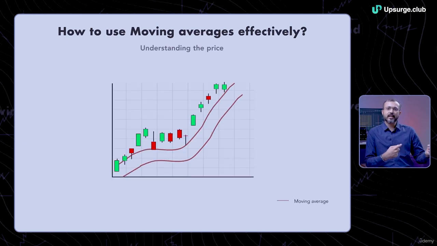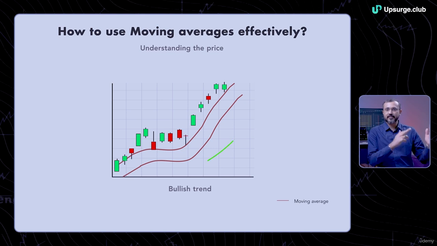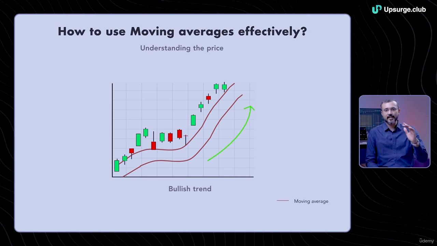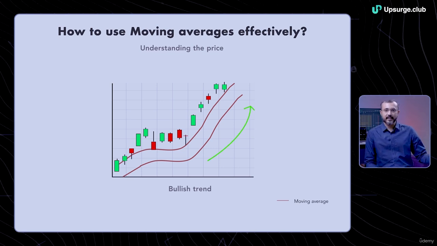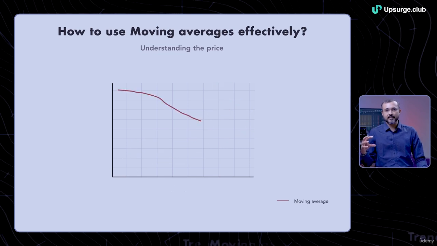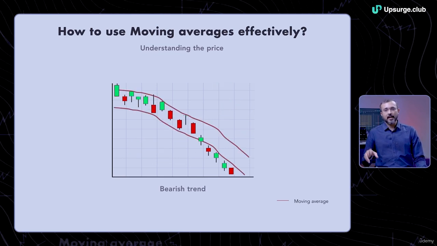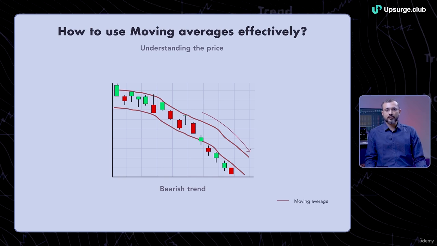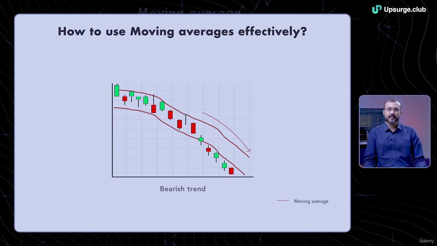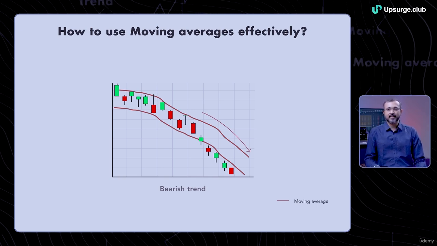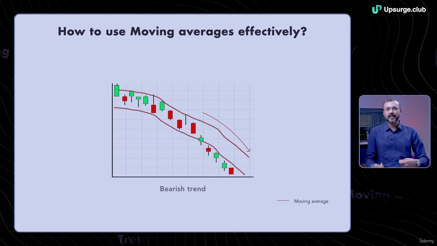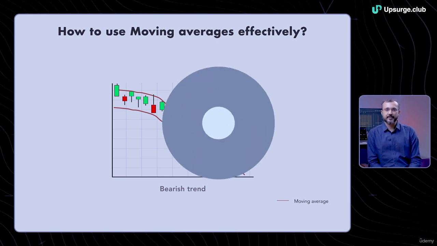If price is above the moving average, trend bullish. Plus if the slope of the moving average is also rising, then the trend is intact. The second is price trading below the moving average, the trend is bearish. Plus the slope of the moving average is also falling, that means the trend is intact, bearish and intact. This is how you can understand and use moving averages.